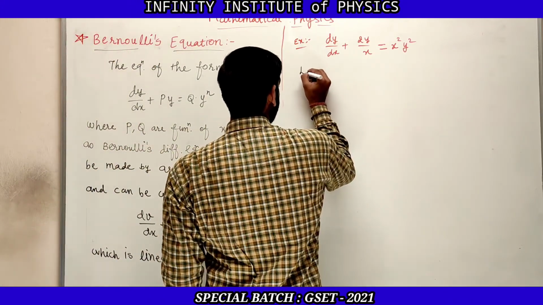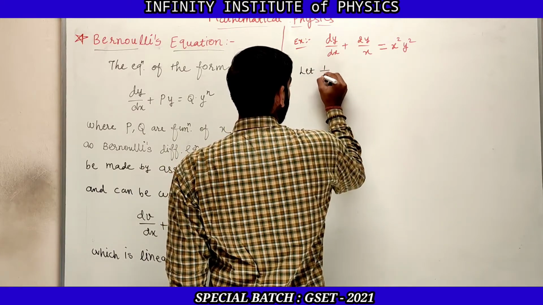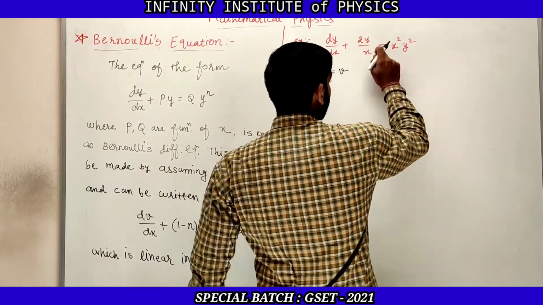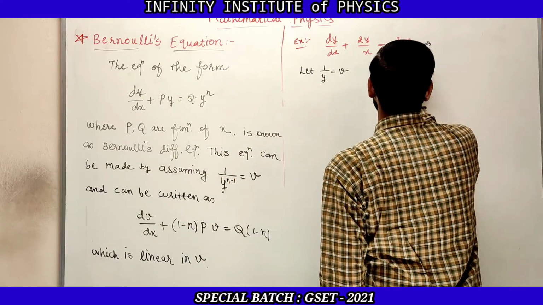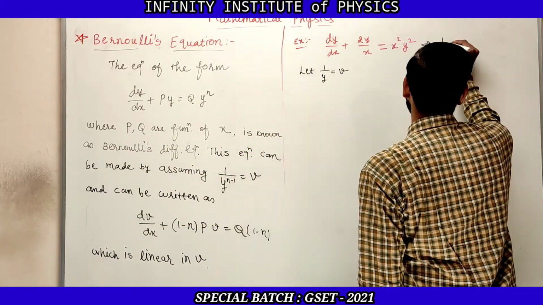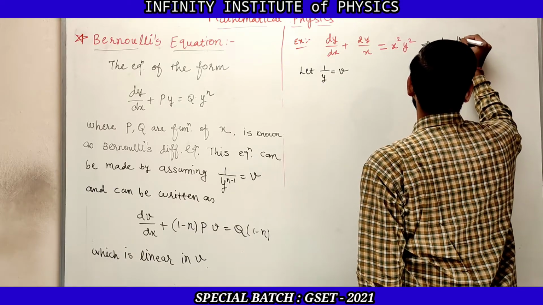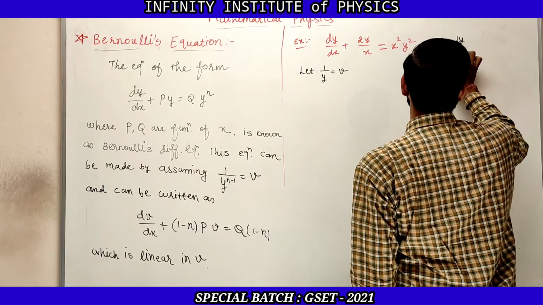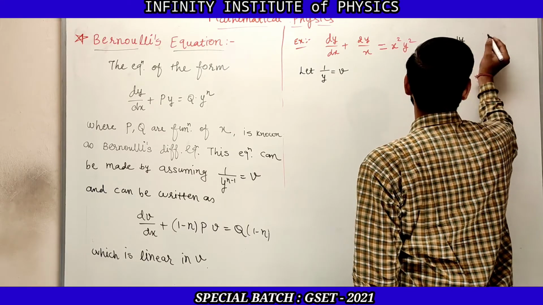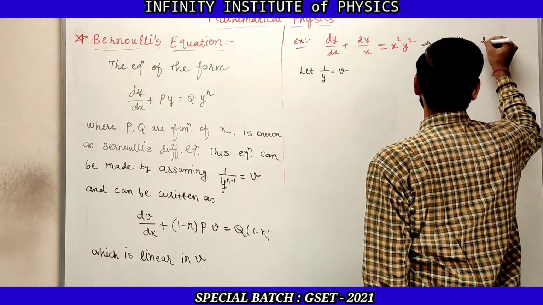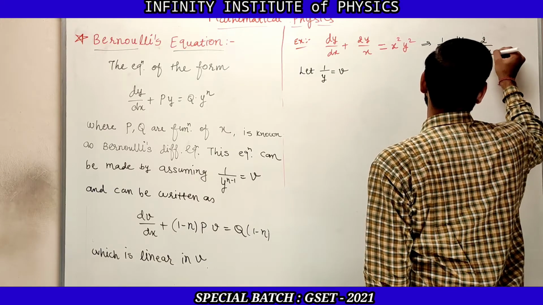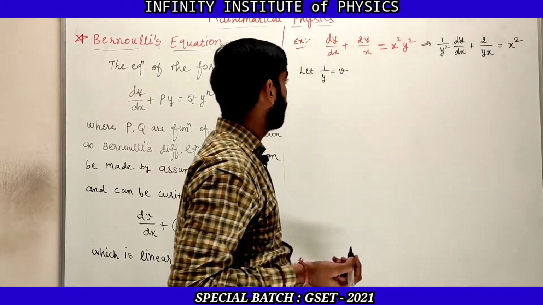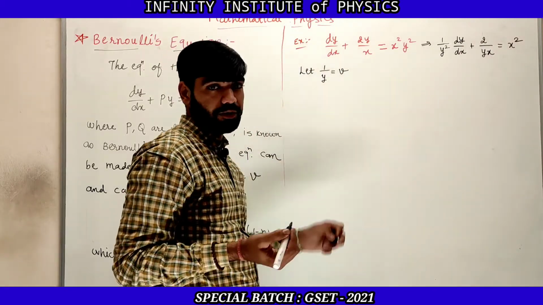So let 1 upon y is equal to v. And if you want to simplify this, then let us divide it by y square, then it will be 1 upon y square dy by dx plus 2y by x, so it will be 2 by xy, which is equal to x square. Now let us take 1 upon y is equal to v.